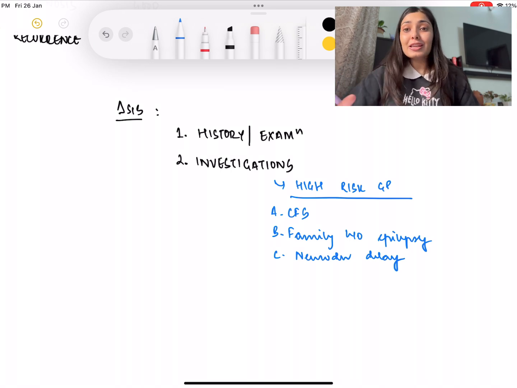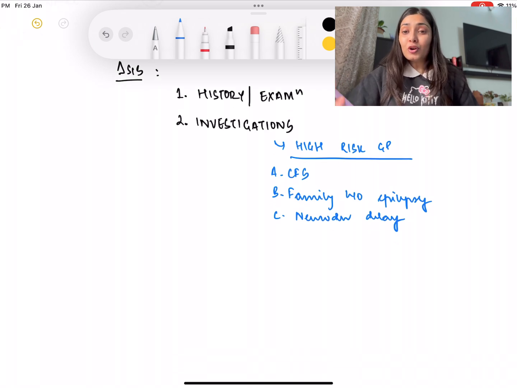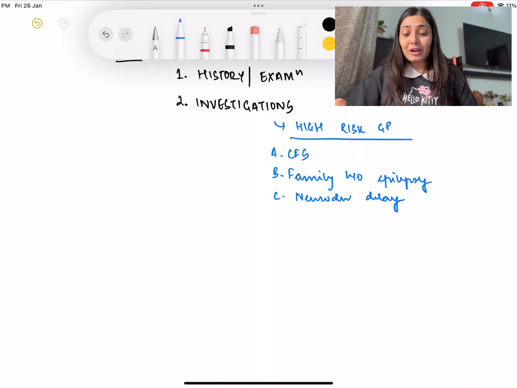Otherwise, no need of any investigation. It is a clinical diagnosis. You only need history and examination, right? Now you have made the diagnosis of febrile seizure. Now coming down to the management of febrile seizure.